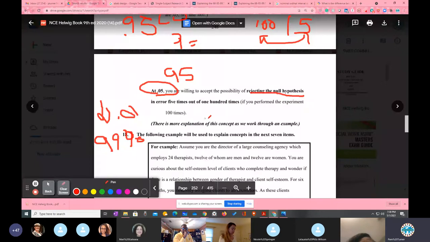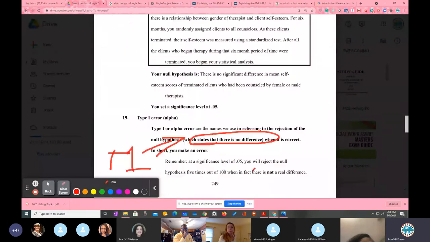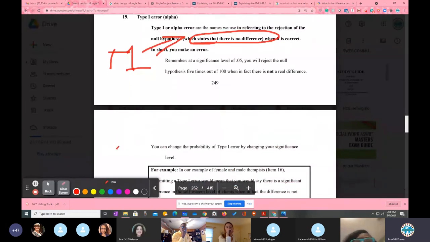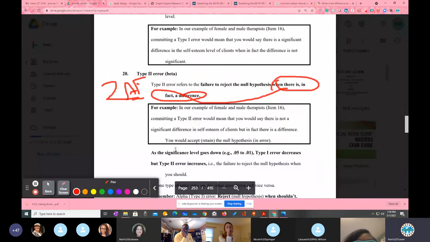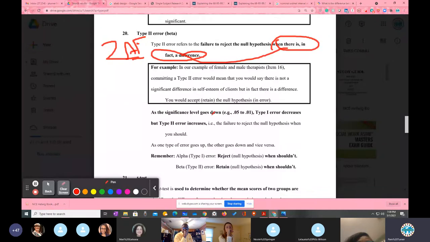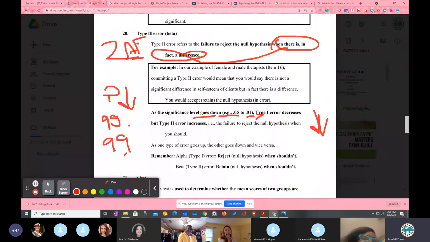However, if I increase that to 0.99, I'm going to change my significance level, and my error level has gone down. So as your significance level goes down, if I take it from 0.05, which was 95%, to 0.01, which is 99%, then my type 1 errors decrease. That's my p-value. As my p-value goes down, and understand, I'm taking it from 95 to 99, the amount of error is going down. At 95, it was a 0.05 chance of error. At 99, it's a 1% chance of error, 1 out of 100. So if I take my p-value from 95 to 99, my type 1 errors will decrease. However, my type 2 errors will increase.